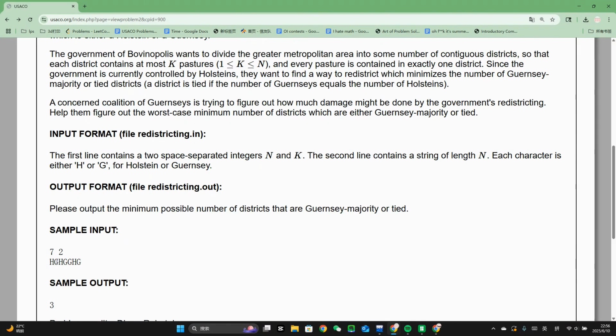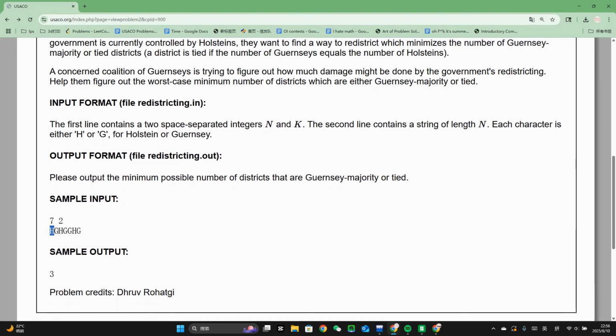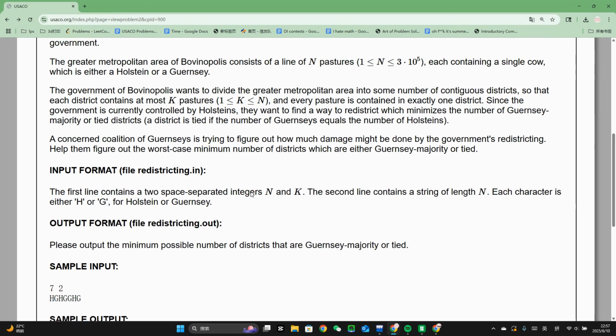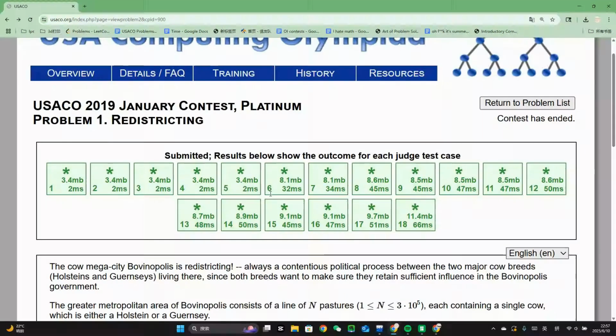So, for example, if you have those two as a district, then that will contribute 1 to the answer because there's an equal number of H and G, so that's a tied district. However, if you have this as a district, then that will not result in a contribution to the answer because it's not a tied district or a Guernsey majority. I don't know how to pronounce that cow name yet, but it's not a Guernsey majority or tied because there's 2 H. So now you can pause the video once again and think about how to solve this yourself. I would say for Platinum, this problem is not too difficult.